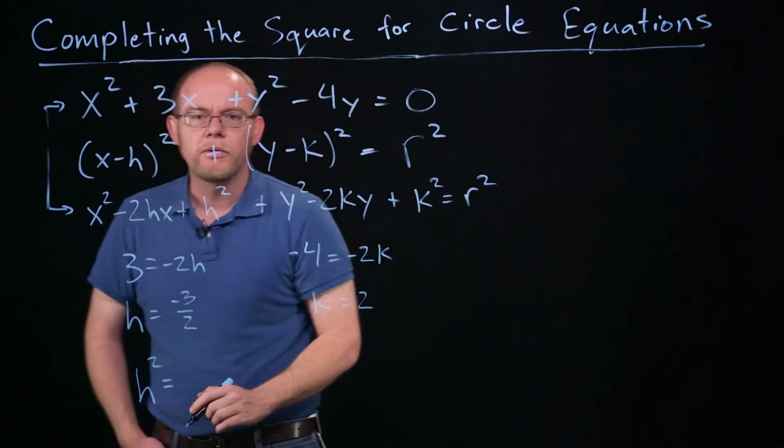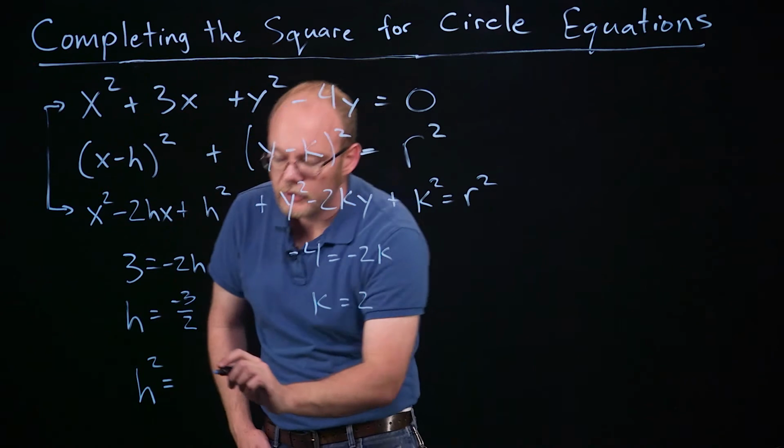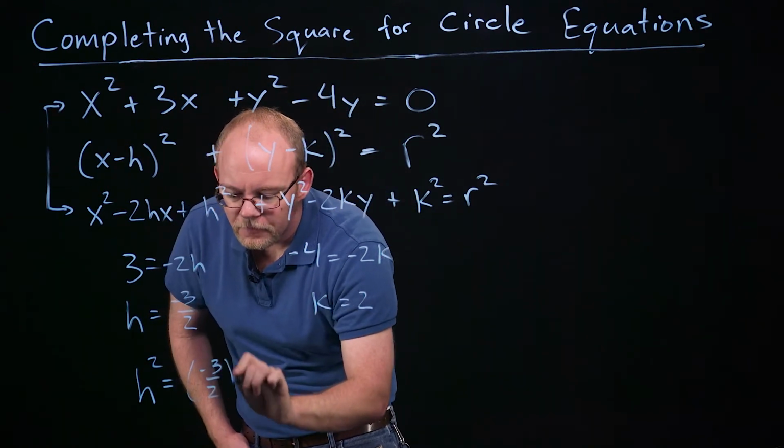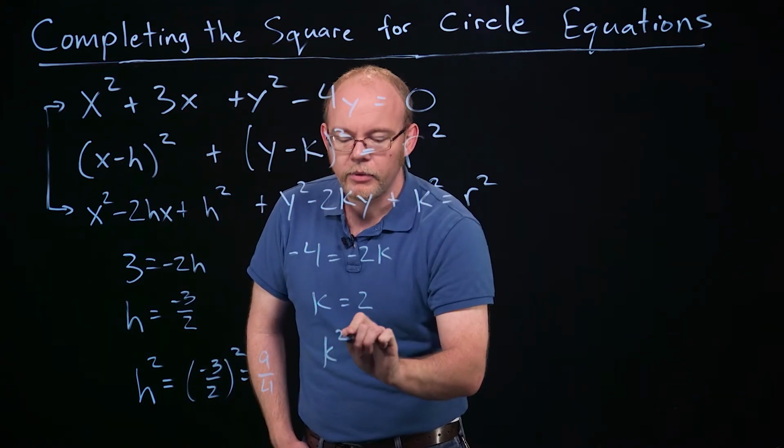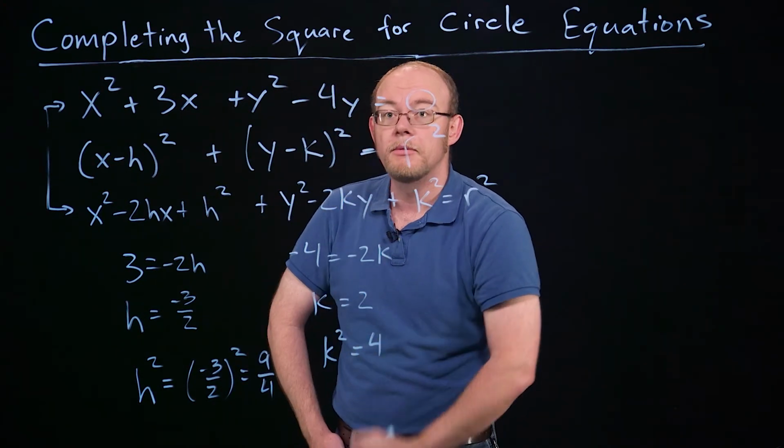So if we consider h squared, that's negative 3 halves, so that's negative 3 halves squared. That's equal to 9/4. And then if we look at k squared, that's just 2 squared. That's going to equal 4.